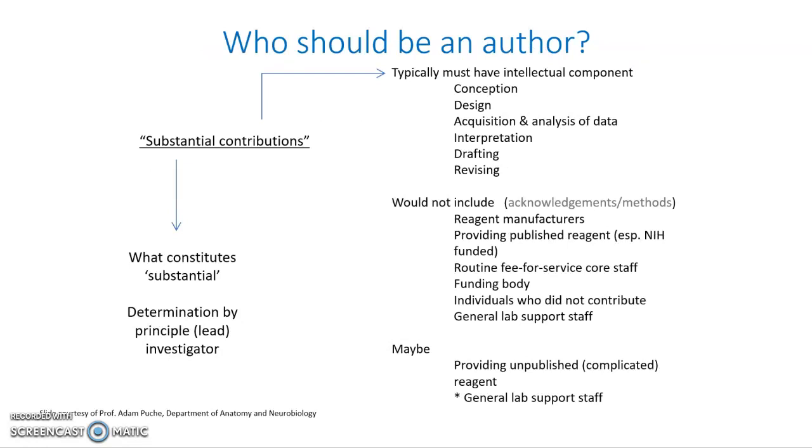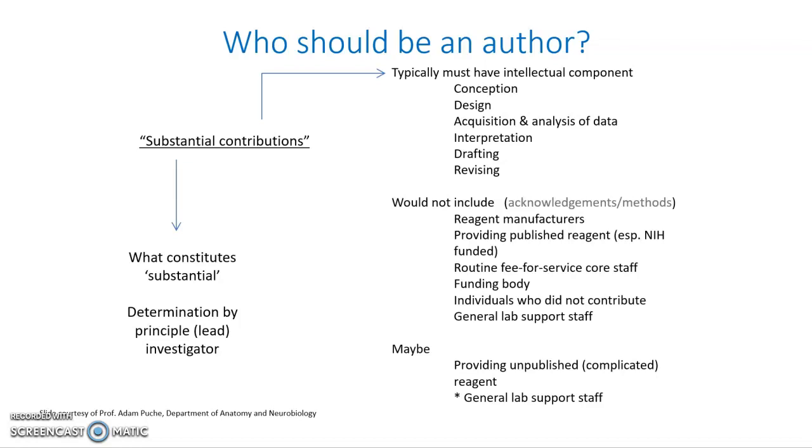A lot of that can be determined by the principal or lead investigator, who tends to be the first author of the paper. It's a little different if you're a doctoral student: you'll probably be the first author, and then your principal investigator, the person who leads the lab, will most likely be the last author. I'll talk about order of authorship again in the last slide, so keep that in mind. But again, the focus here is on what substantial means.